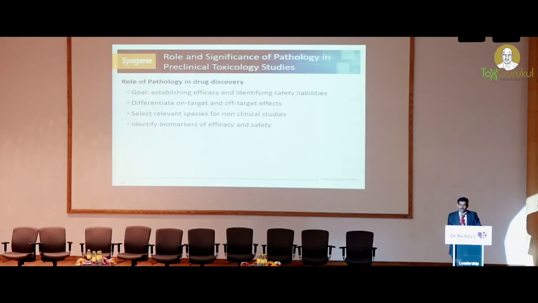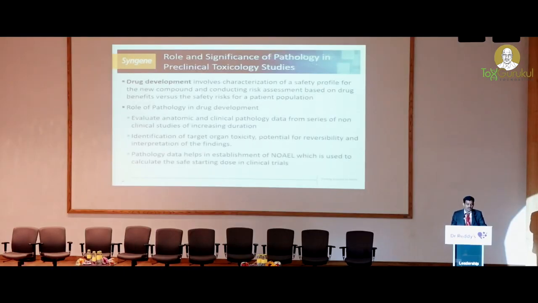So what is the exact role of pathology during drug discovery? As I said earlier, establishing efficacy and identifying safety liability is the primary task in drug discovery. Also, to differentiate between the on-target effect and off-target effect in the animal models, identifying the biomarkers to be monitored in the clinical trials as well as biomarkers for safety, and to help the toxicologists select the relevant species for the further preclinical toxicology studies.